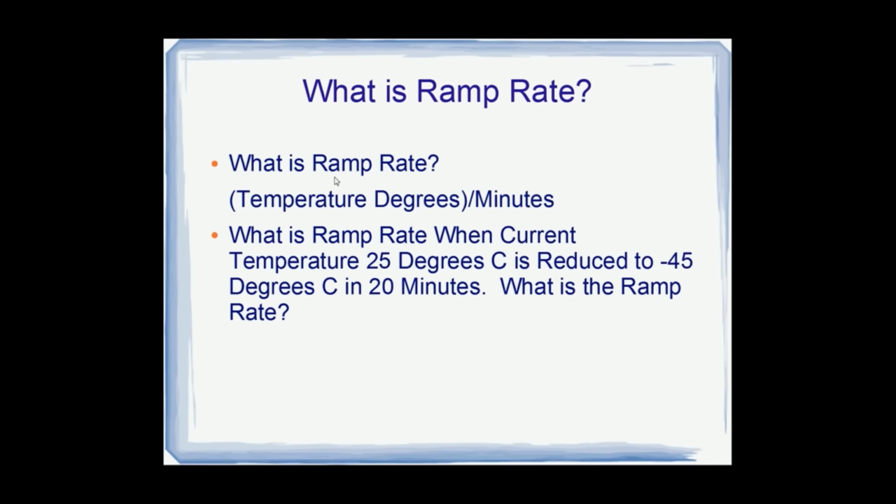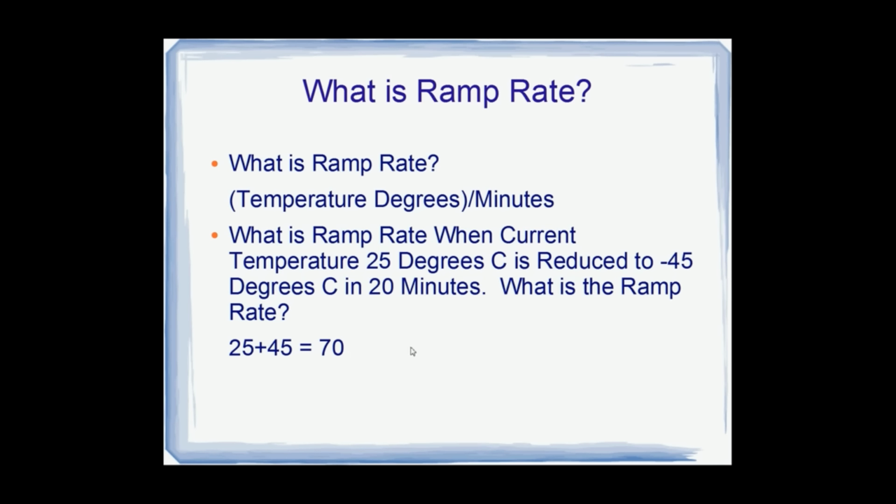What is the ramp rate when the current temperature is 25 degrees Celsius and it is reduced to minus 45 degrees Celsius in 20 minutes? First, we must find our total temperature that is transitioned. So we will add 25 plus 45, because 25 degrees is 25 above 0 degrees and minus 45 is 45 degrees below 0 degrees. So you have 25 plus 45 equals 70.